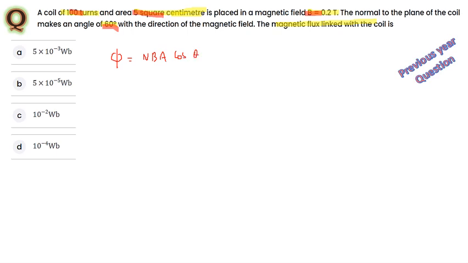Now the n value they have given here is 100 turns, the B value here is 0.2 Tesla, and the area they have given here is 5 square centimeter, that is 5 into 10 power minus 4 meter square, into cos 60 degree. Now 0.2 into 100 here is 20, then 20 into 5 into 10 power minus 4, and cos 60 here is 1 by 2.